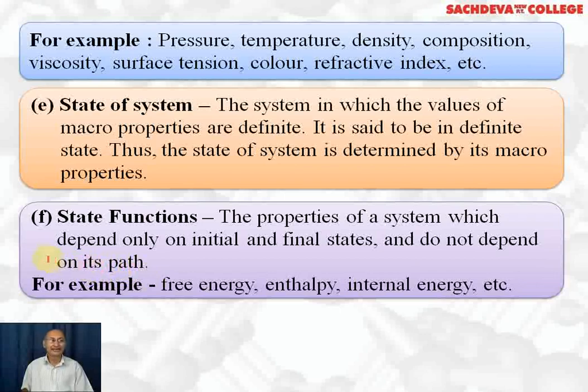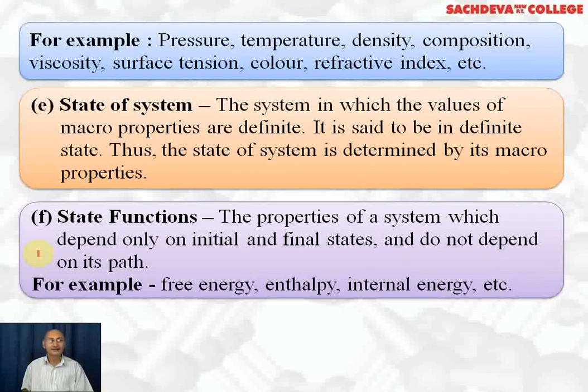Now, what are state functions? They depend upon the initial and final state and not on the path. Let's understand this with the help of an example. The energy required to reach from the ground floor to the first floor remains the same whether you go by stairs or by lift. If you go by stairs, your muscular energy will be used. And if you go by lift, then mechanical energy and electrical energy will be used. That is, various types of energy will be used.